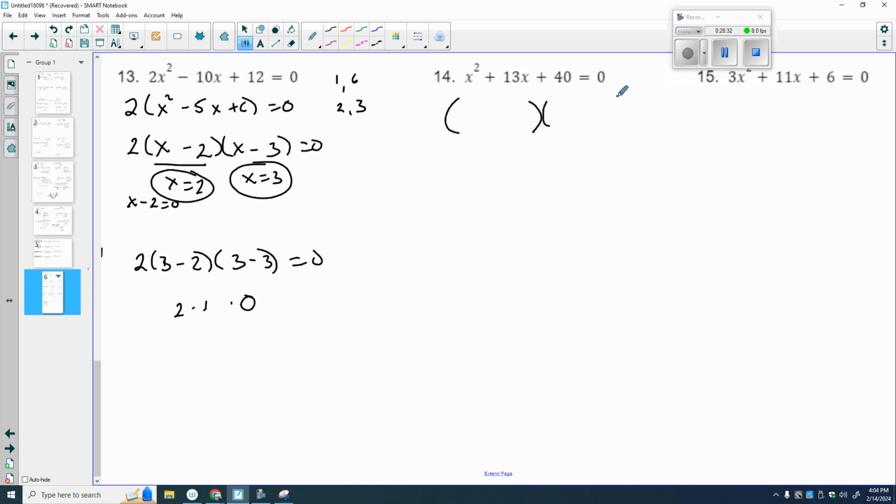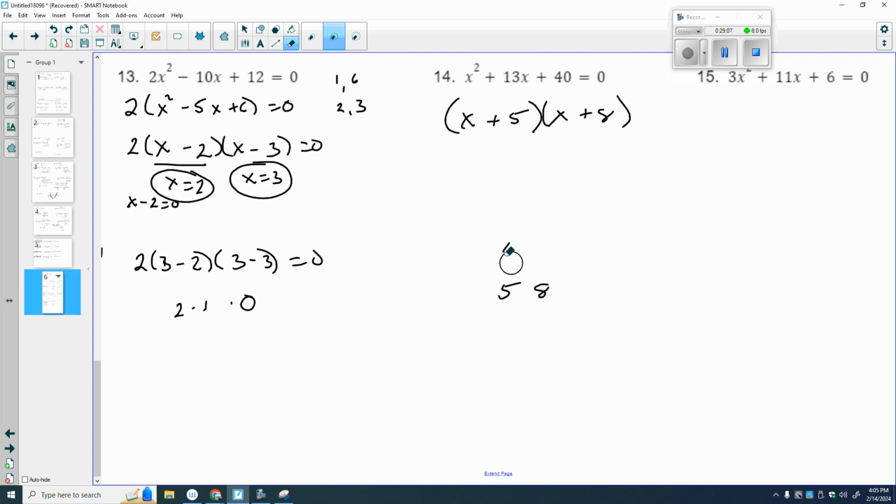Anything common in all three terms? Nope. How do I get x squared? X and x. How do I get 40? Lots of options. As I do them, I'm going to ask you the question, is it right? Is 1 plus 40 going to give me 13? Nope. Is 2 plus 20 going to give me 13? Nope. Is 4 plus 10 going to give me 13? Oh, close, but nope. Is 5 plus 8 going to give me 13? Yep. Plus 5, plus 8.